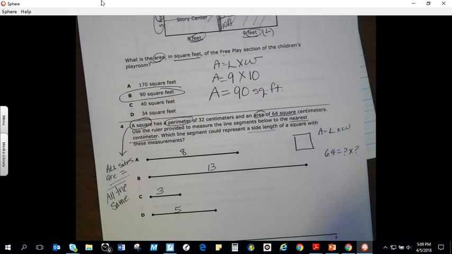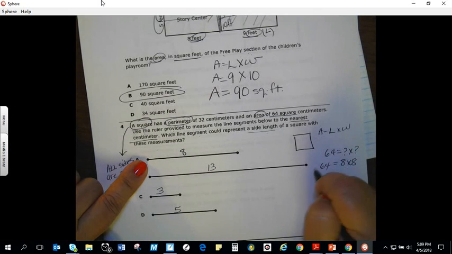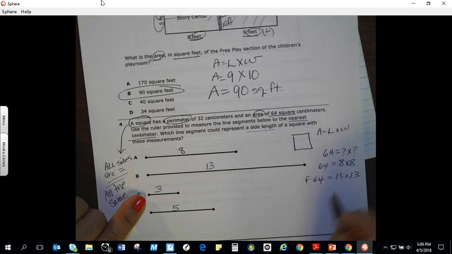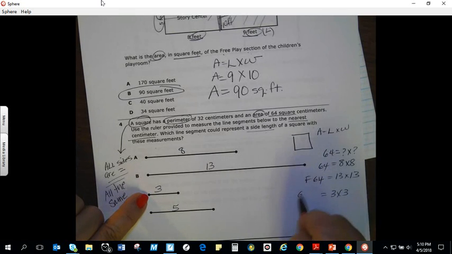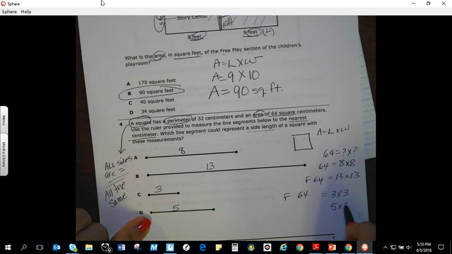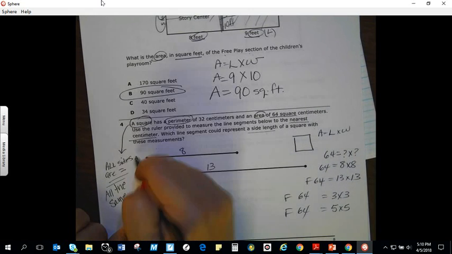Okay, so does 8 times 8 equal 64 for the area? Absolutely. Is 13 times 13 equal 64? Nope, that's a false statement. Is 3 times 3 equal 64? Nope, that's another false statement. Is 5 times 5 equal 64? Nope, that's a false statement. So we're looking at this.